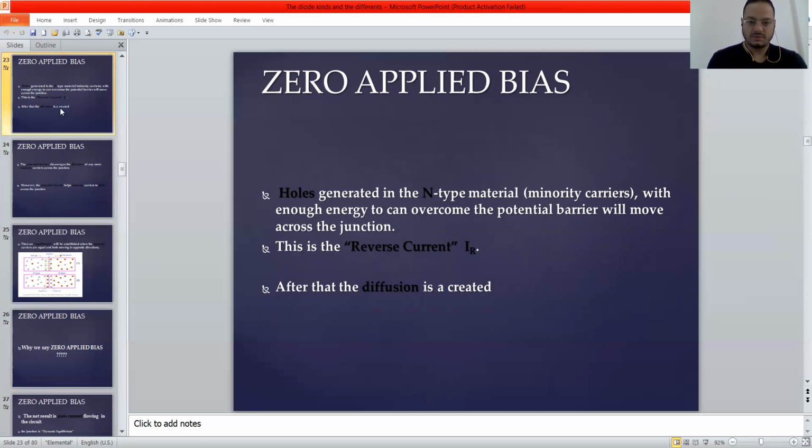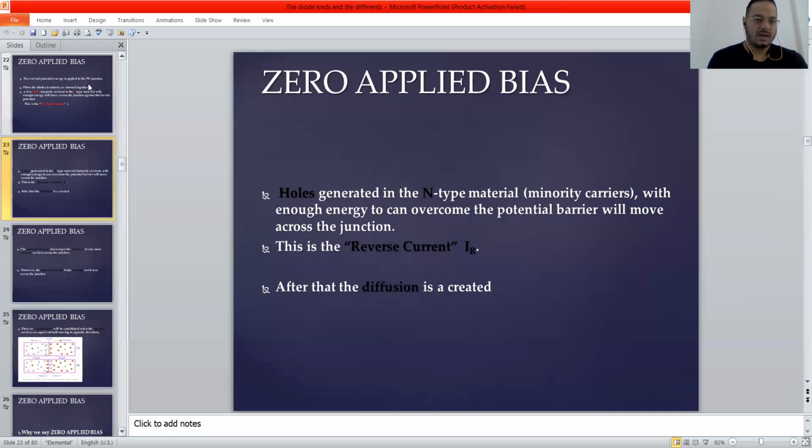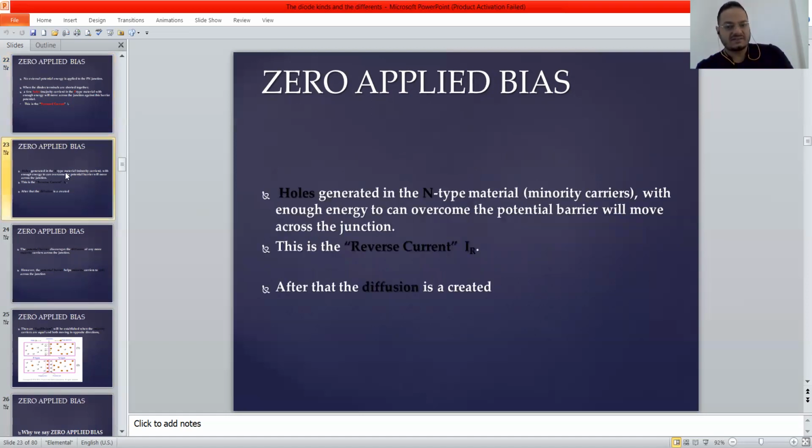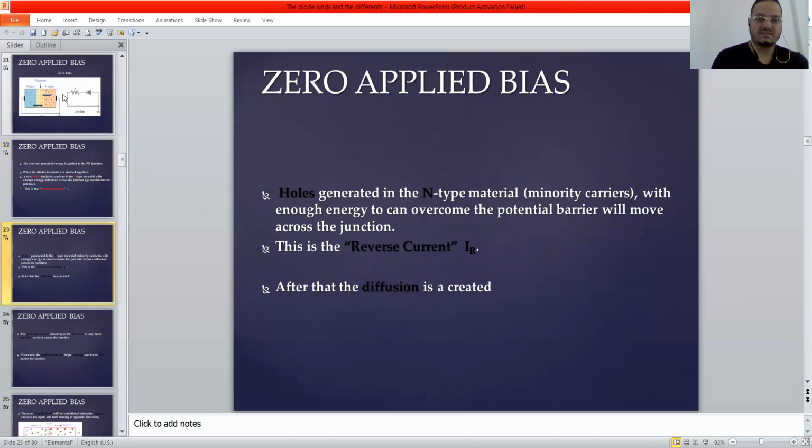Let me take just one step back. Here, from P to N will be the holes the majority will start or will try to pass from the depletion region. But after that, at reverse current, the holes in minority will start to all try to pass with enough energy. Let's come back here. This will be better.